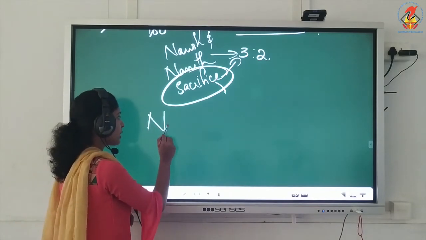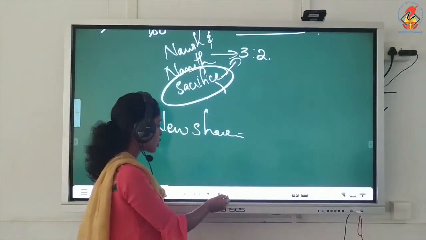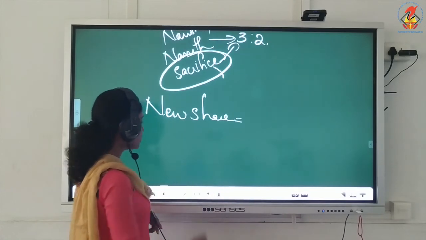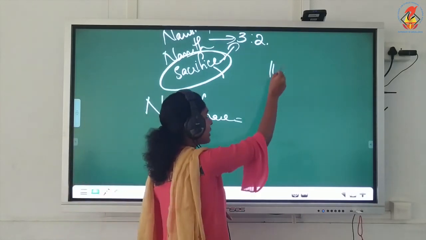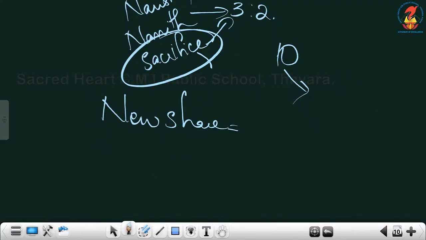What are we trying to compute? The new share of the partners, isn't it? So what can be the formula for this? Don't go and learn all these formulas by heart. Last chapter also we have so many other formulas. What you have to do is, suppose you have 10 chocolates with you. Out of that, you have to sacrifice or give 2 chocolates to your friend. So what is the balance or what is the new share you have? The new share is 8. So from this you write the formula.